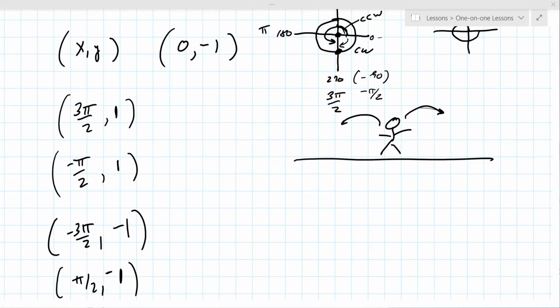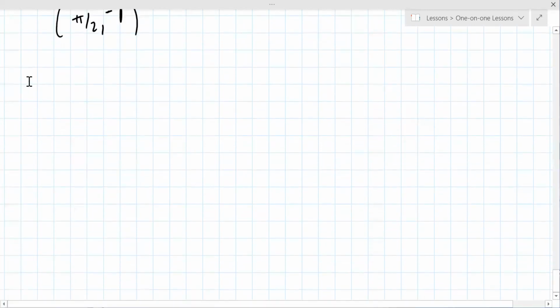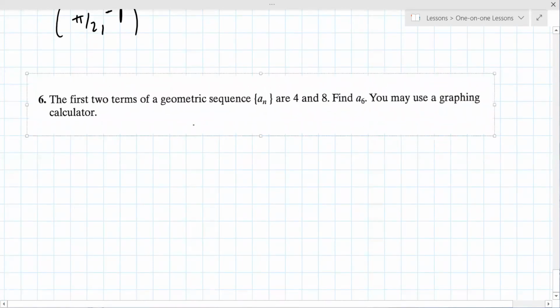We can go to number 6 on 9.4. The first 2 terms of a geometric sequence are 4 and 8. Find the 6th term. I actually don't need a graphing calculator. There are other problems I would think you'd want it for more. Okay, geometric sequence.